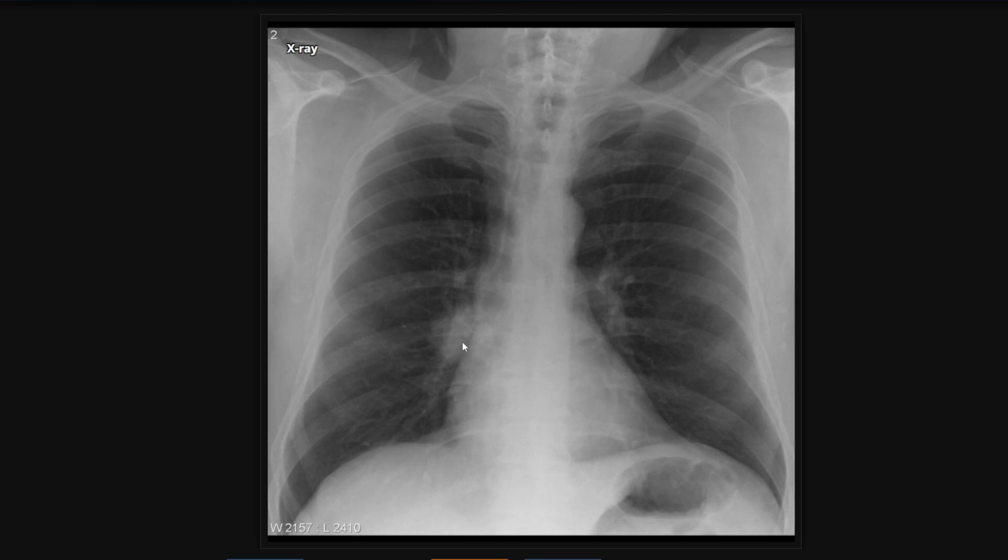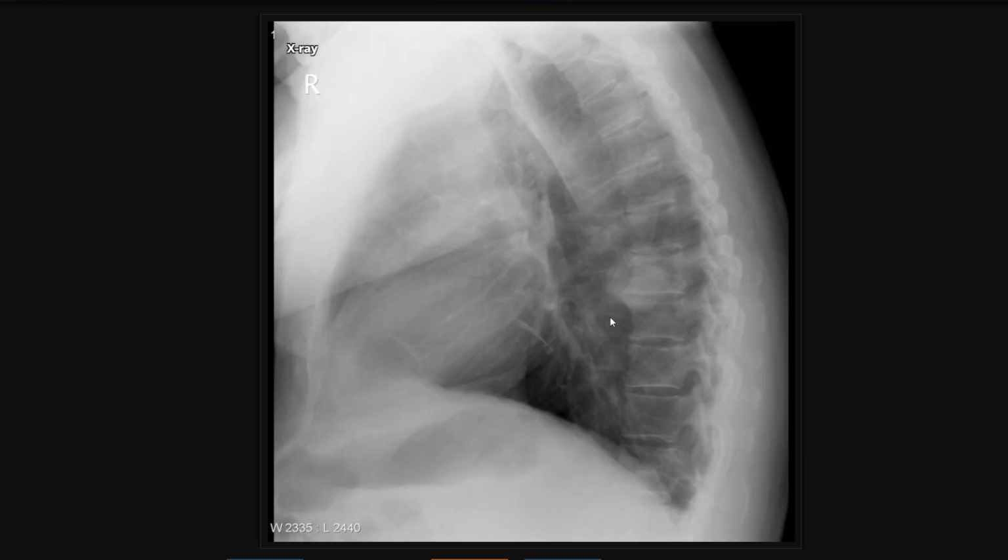So where is it exactly in the lung? It could be in the middle or the lower lobe. That is why we should order another view, the lateral view. Now, which lobe of the lung is this nodule located at? This lesion is located within the right lower lobe.